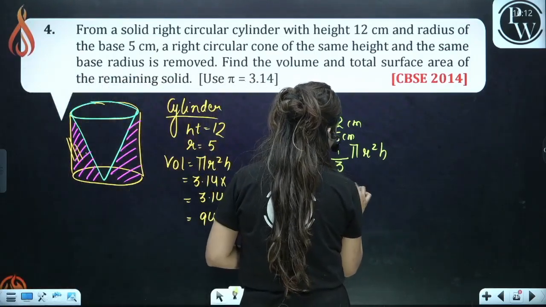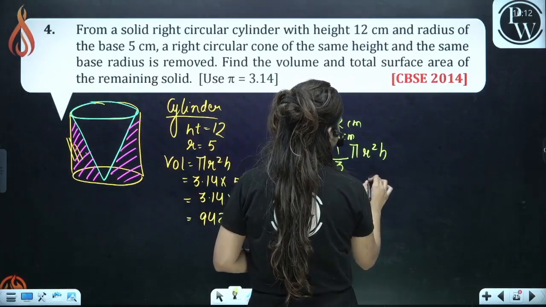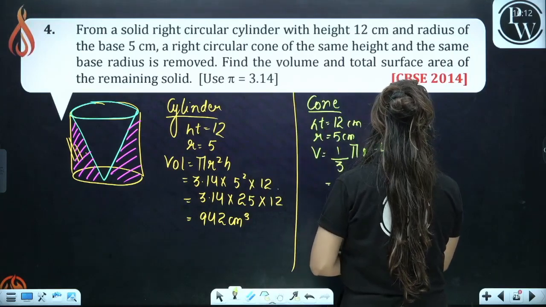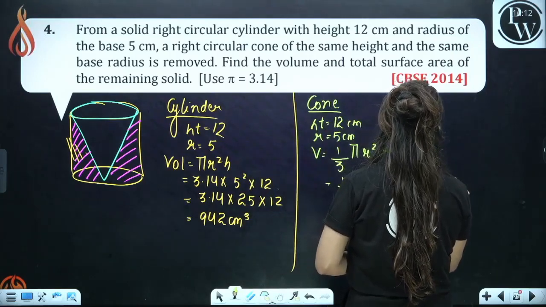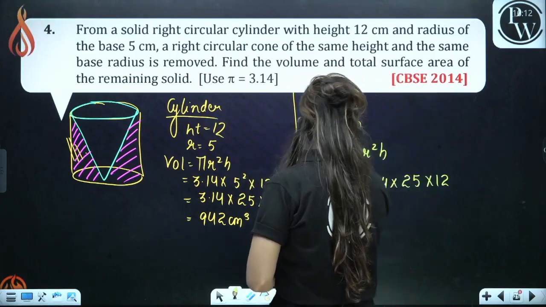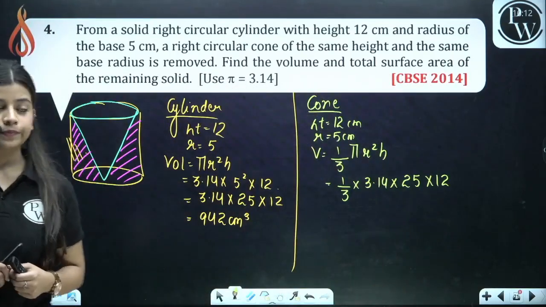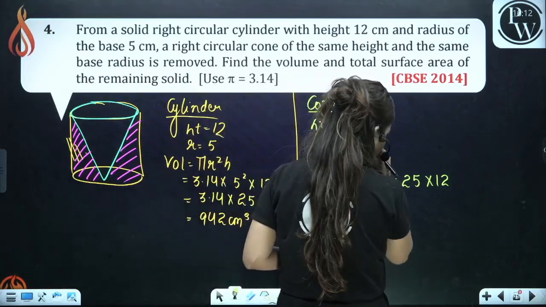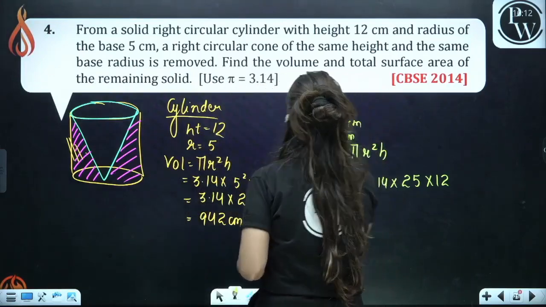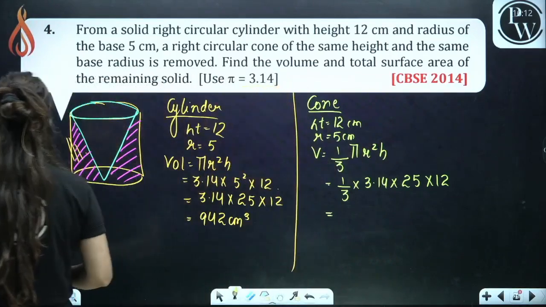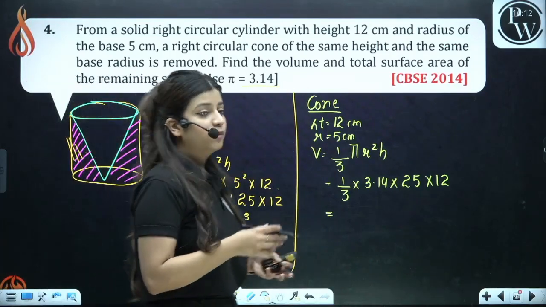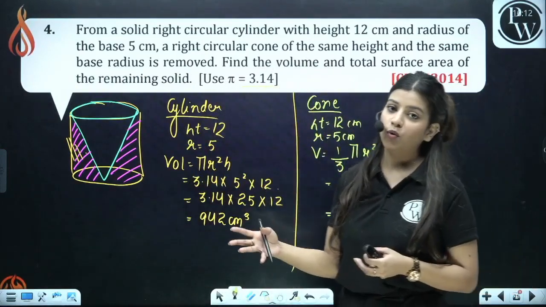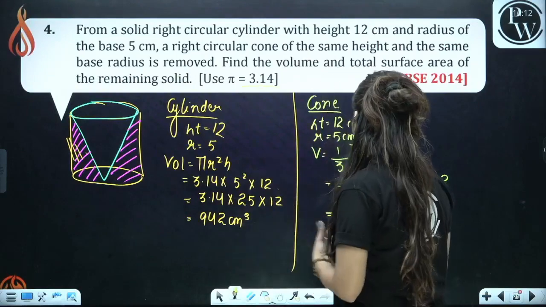So this is equal to 1 by 3 pi, that is 3.14, into radius 5 square, 25, and then we have 12. I hope this is clear. Here I could have taken 22 by 7, but I had to take 3.14 because that is what is asked in the question. When we have nothing to cancel with 22 by 7 in the denominator, we take 3.14.